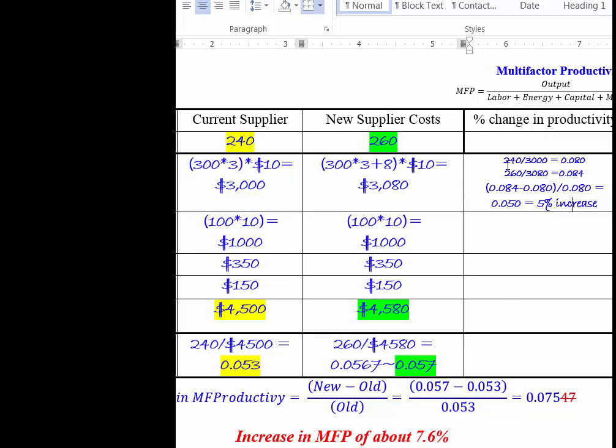So I did this here because there are two homework problems, 1.6 and 1.7, that are very similar to this, and they have you compute this percent change in productivity for each of the products in addition to doing the multi-factor productivity. Of course, I didn't do these because there is no change. They're all the same. So there was no reason to do them both.